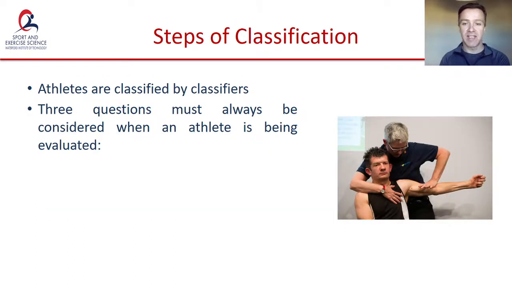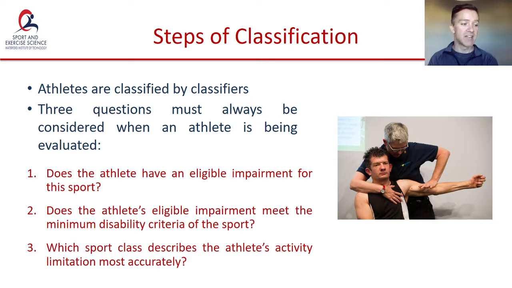So what are the steps in getting classified? All athletes are classified by classifiers. We've mentioned them before. We've got our medical and our technical classifiers. And there's 3 questions that that group of classifiers must answer about the athlete. 1, does the athlete have an eligible impairment for this sport? 2, does the athlete's eligible impairment meet the minimum criteria for the sport? And 3, which sport class describes the athlete's activity limitation most accurately? So we'll look at each one of those in a little bit more detail now.